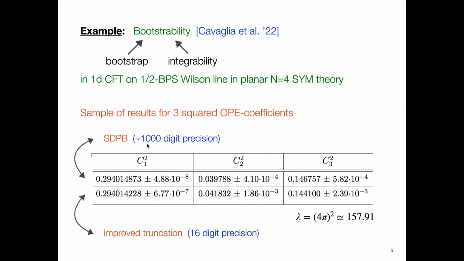So they were running with 1,000-digit precision at each step. What we did is a different method that I will explain, which I will call improved truncation, which is much cheaper, and it runs at machine precision. So it only requires 16-digit precision. And as you can see, the results are very much comparable. In particular, C1 squared here agrees up to the 7th, 8th digit. And this is a calculation at the 't Hooft coupling, which is at order 150.